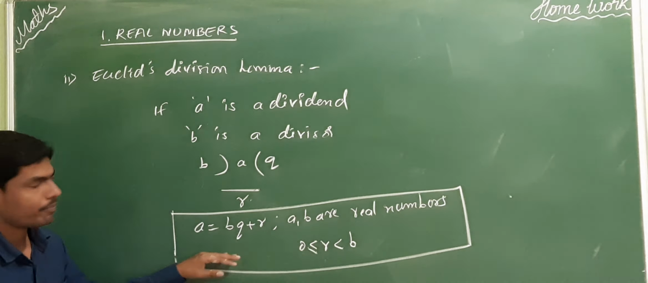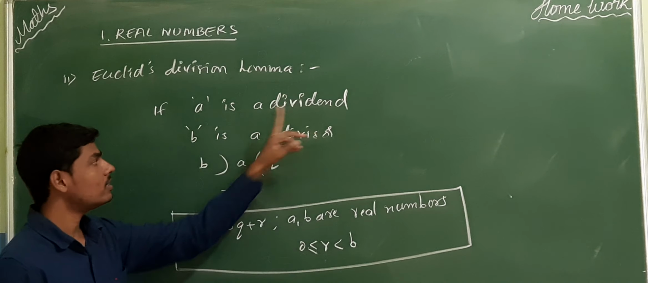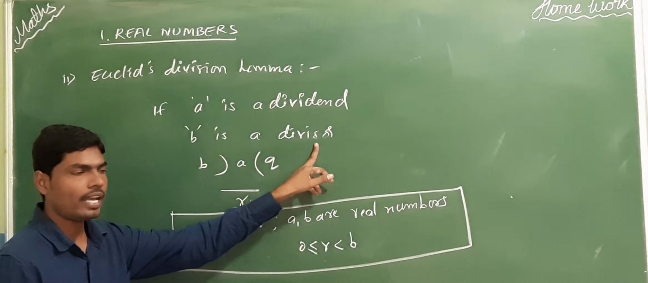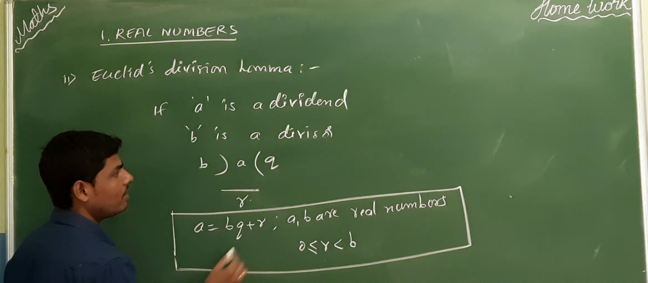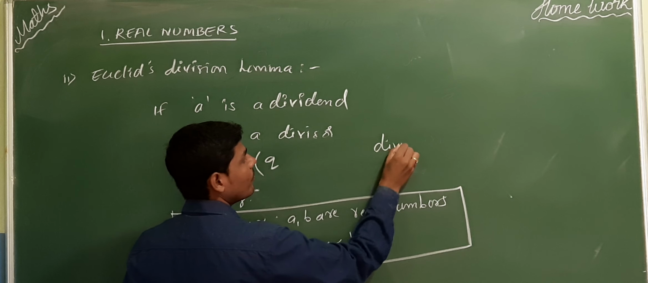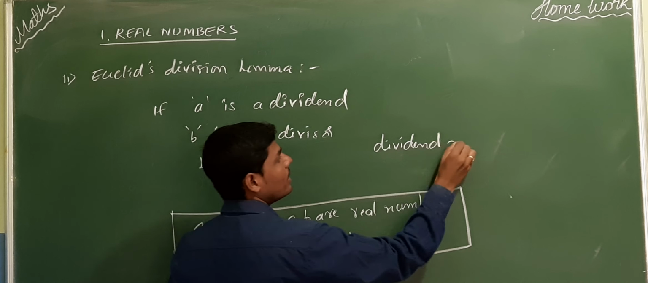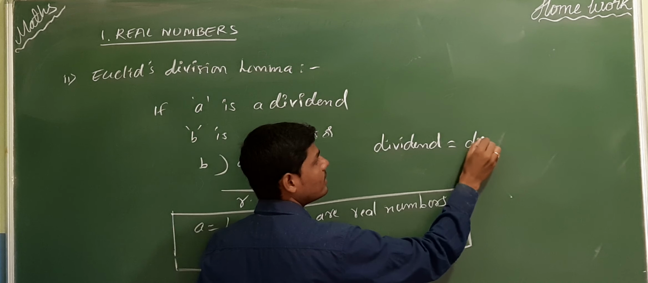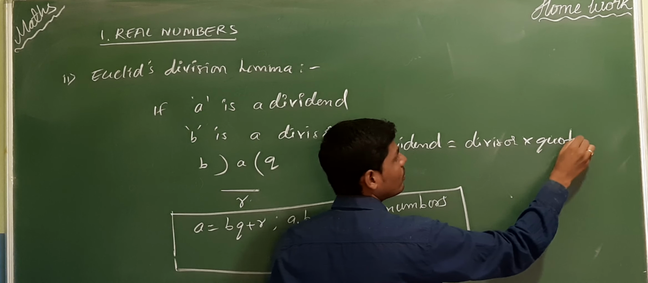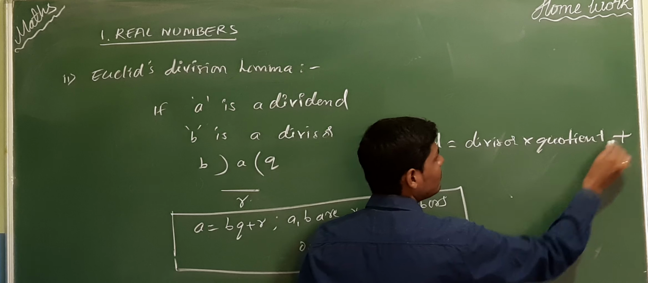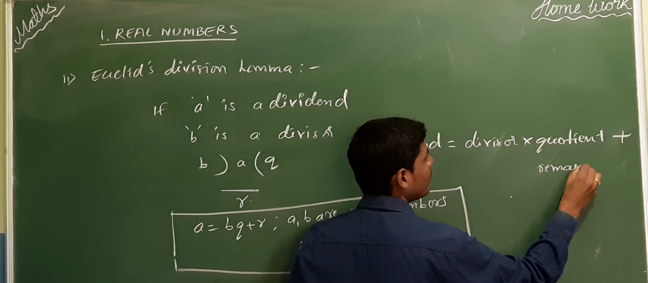Once again I am repeating. A is a dividend, B is a divisor. Then A is equal to, that means dividend is equal to divisor into quotient plus remainder.